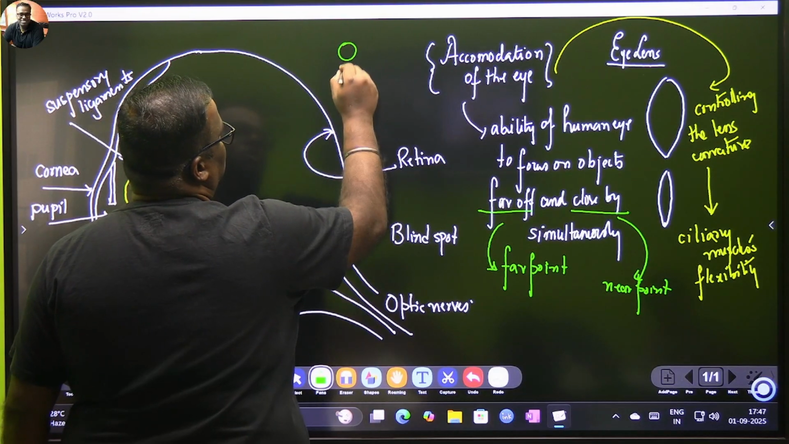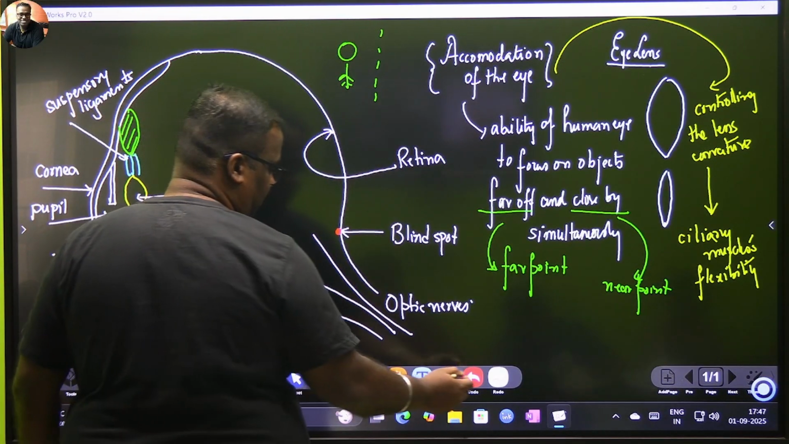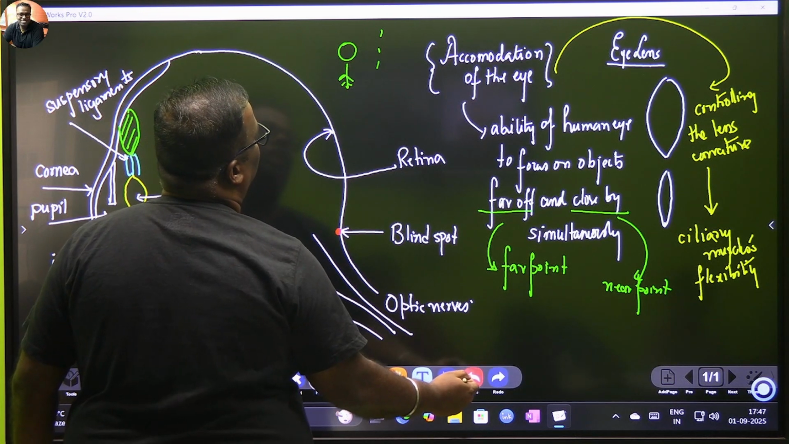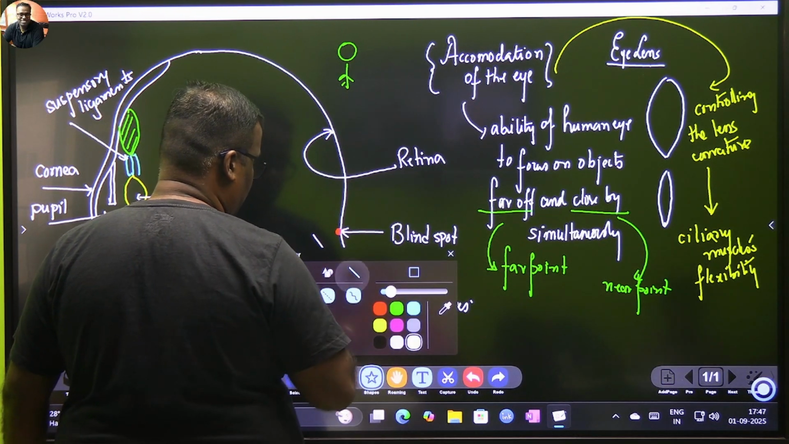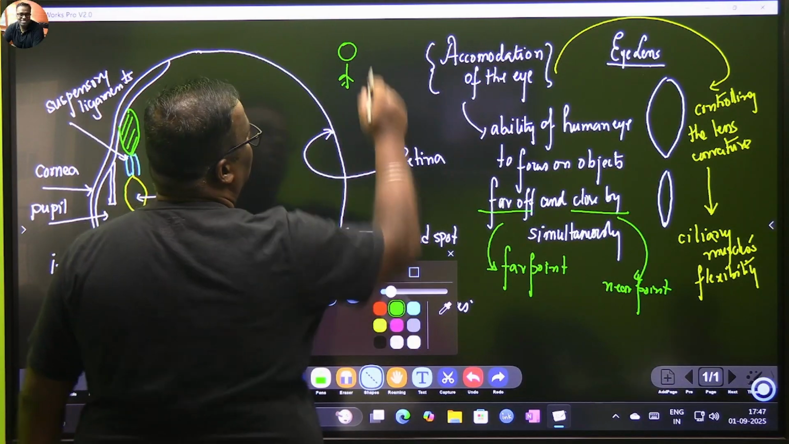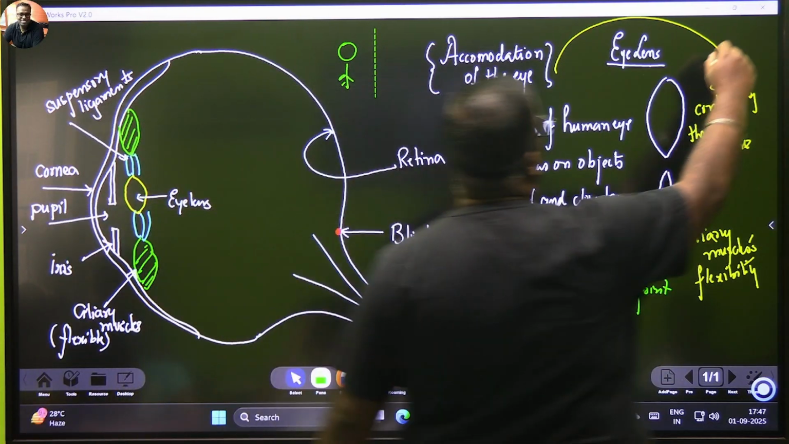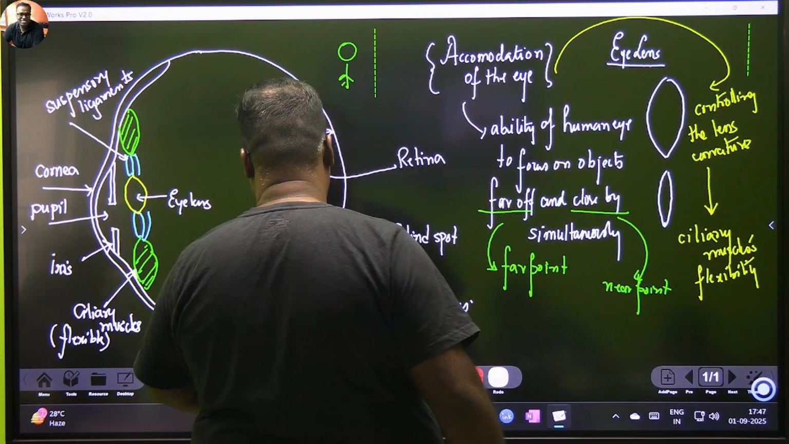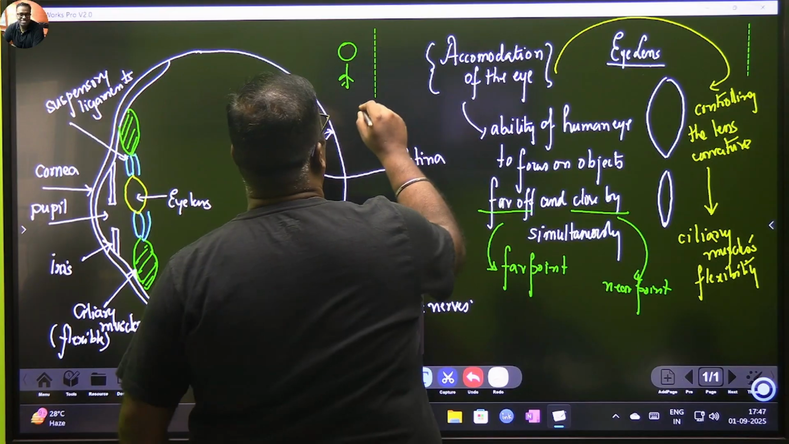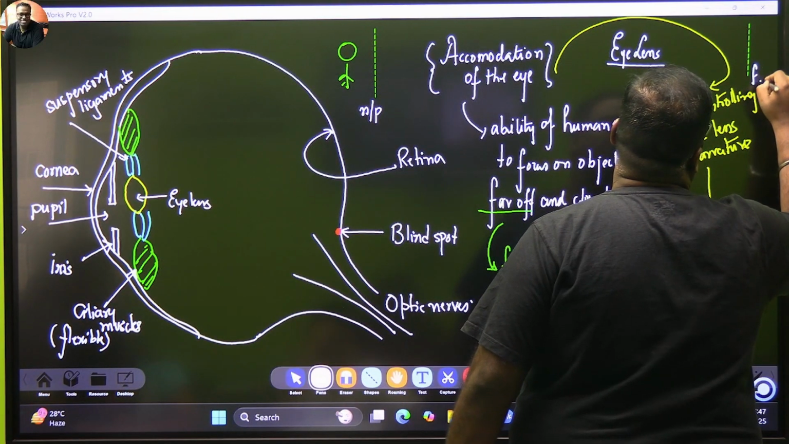Let's say this is a human being. For any human being, there will be one particular point, let's say this, which is his near point, and there will be one point which is his far point. Try to understand, okay? If you don't, do ask me. Every human being has something called a near point and something called a far point.